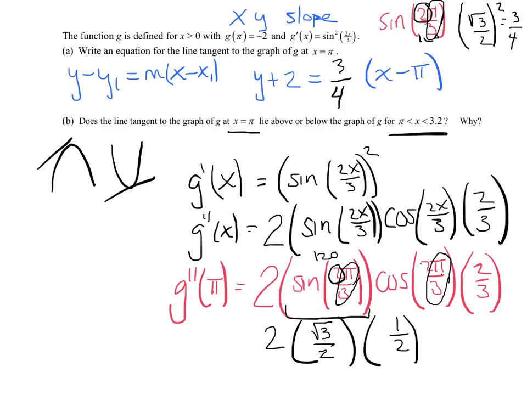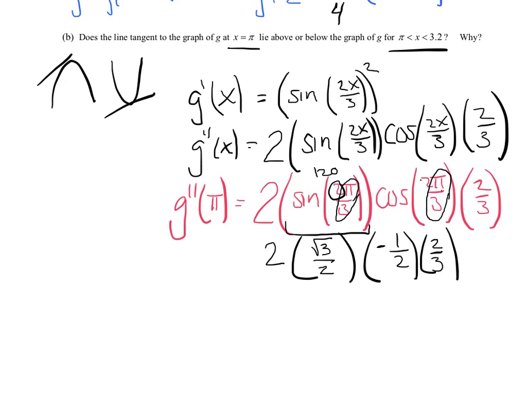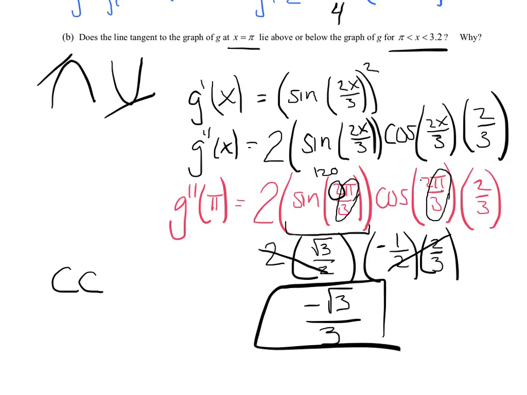2 times 60 is 120, which again puts me in the second quadrant, but cosine is negative there, times my 2/3. So as I clean that up, let's see. Those 2's cancel, those 2's cancel. I get negative radical 3 over 3. And there you go. So since my second derivative was negative, this implies that my function is concave down, which implies that my tangent line is greater than.